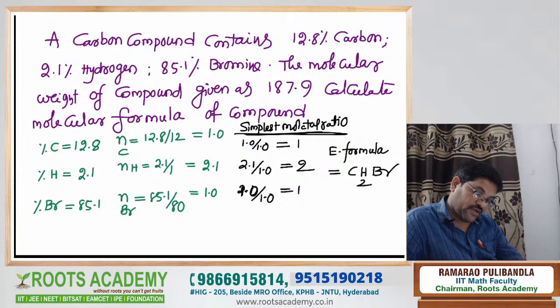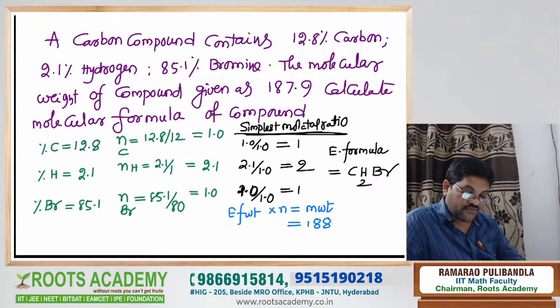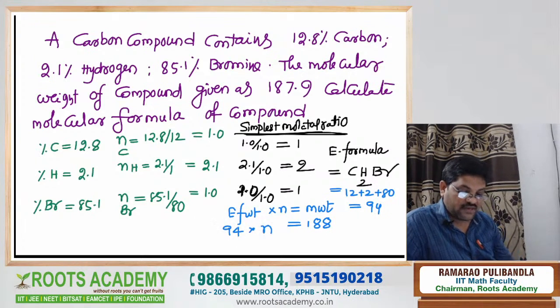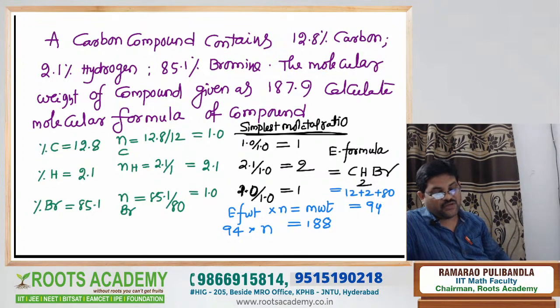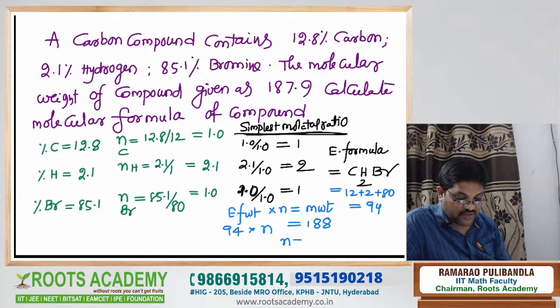Now, from that you get: empirical formula weight into N is equal to molecular weight. So, what is the molecular weight given? 188. And the empirical formula weight, how do you get it? 12 plus 2 plus 80, that is equal to 94. So empirical formula weight is 94 into N. Understood what I am saying? Simple logic. Therefore, N value is equal to 2.